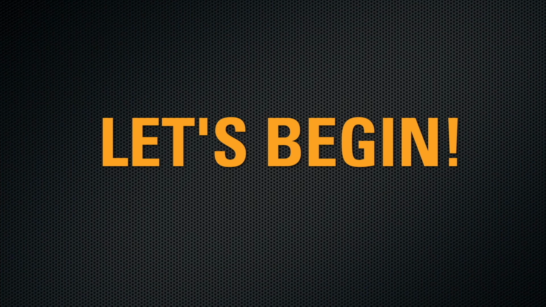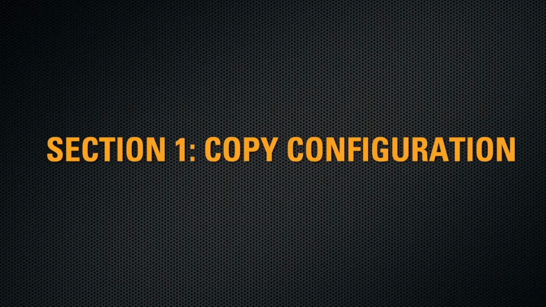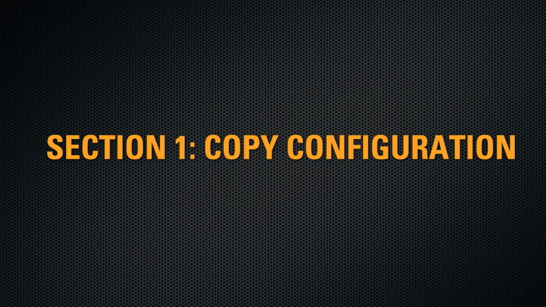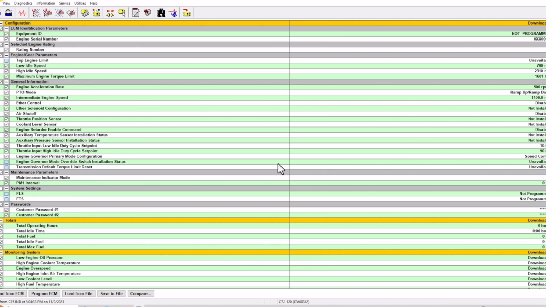Alright, let's get started. For this module, we will use a Reman A4E4 10R5648 engine ECM, configuring it for a 140 motor grader. Section 1. Copy configuration. Copy configuration is a very useful utility when replacing an ECM. It allows the user to bring the configuration from a previously installed ECM to a new unit to reduce the time needed to configure a new ECM.